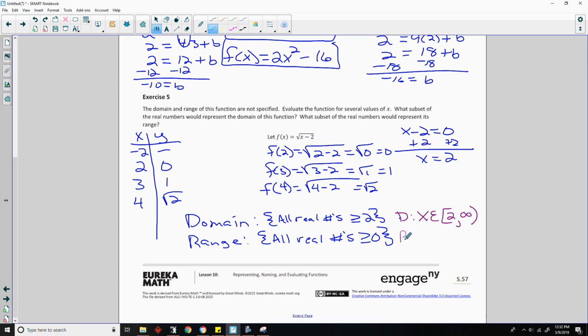And then the range would be the set of all y in the area on the number line from 0, and that goes to positive infinity. It includes 0, so the bracket means equals. So this is the shorthand way of writing the domain and range. x such that it is in the set from 2 to infinity. y such that it is in the set from 0 to infinity.